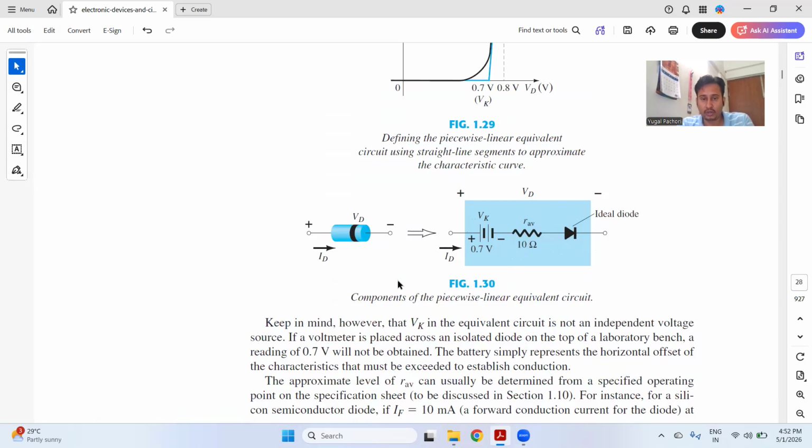These are known as the components of the piecewise linear equivalent circuit. Let me highlight this. So you understood there are two conditions. One is the ideal diode and the other is the practical diode. Both are not the same, but there is a difference: in the ideal diode there is no cut-in voltage and no average resistance. But in the case of the practical diode, as you can see in the diagram, there is a cut-in voltage and the average resistance is associated with that.